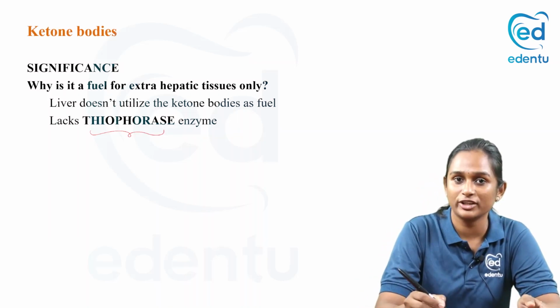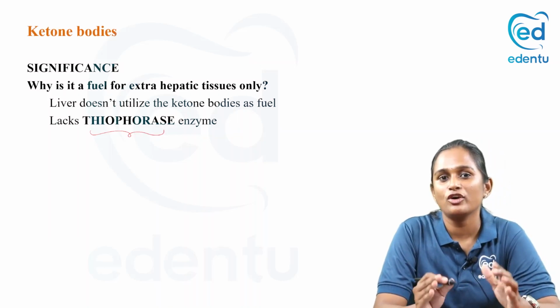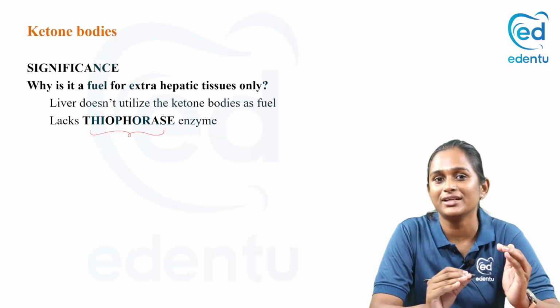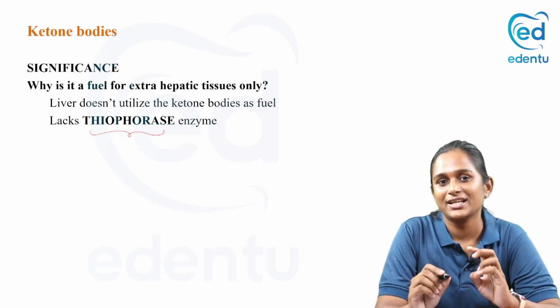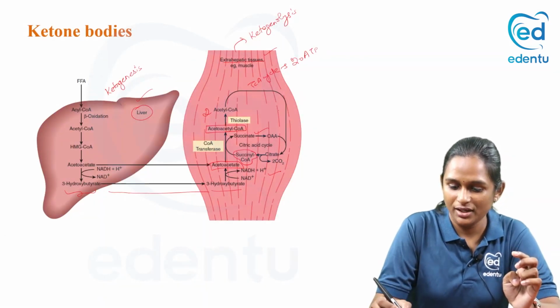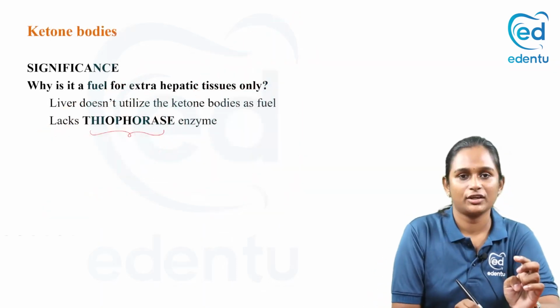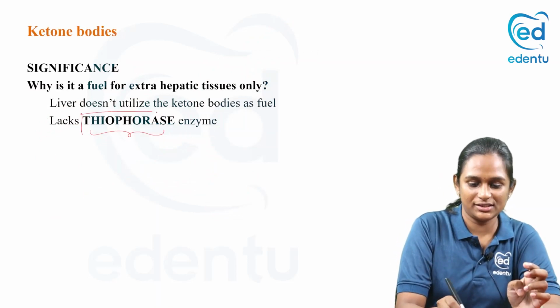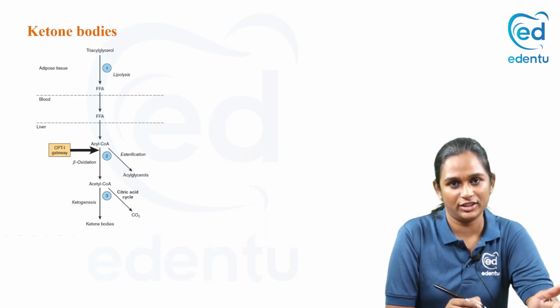This thiophorase is deficient in liver. That's why liver cannot utilize ketone bodies. Even though it can synthesize ketone bodies, it cannot utilize them because it lacks an enzyme called thiophorase, the one which transfers the CoA group. So this is a very important MCQ segment: why a liver cannot utilize ketone bodies.